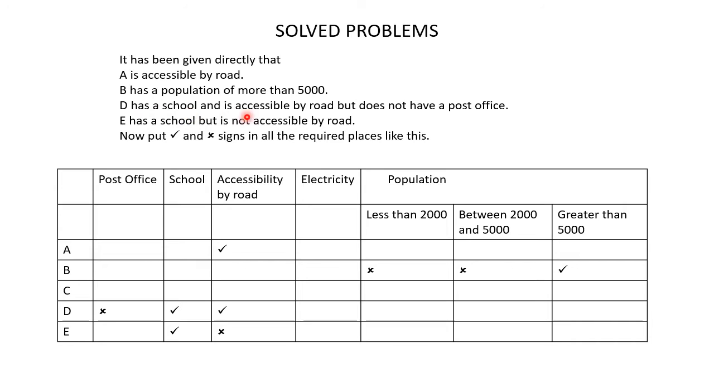D has a school and is accessible by road but does not have a post office. So for D, put tick mark for school and accessibility by road and a cross mark for post office. This shows that the village D has a school and is accessible by road, but it does not have a post office. E has a school but is not accessible by road. So for E, put a tick mark under school and a cross mark under accessibility by road. So this shows that E has a school but is not accessible by road.